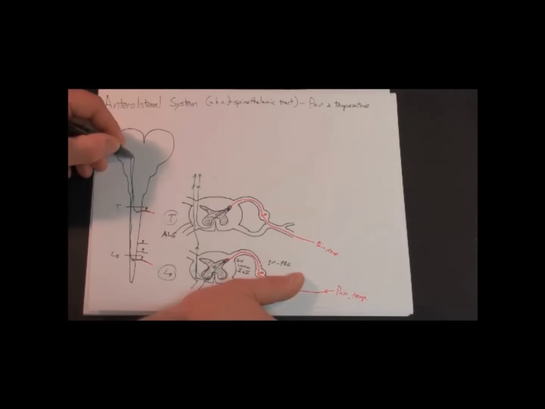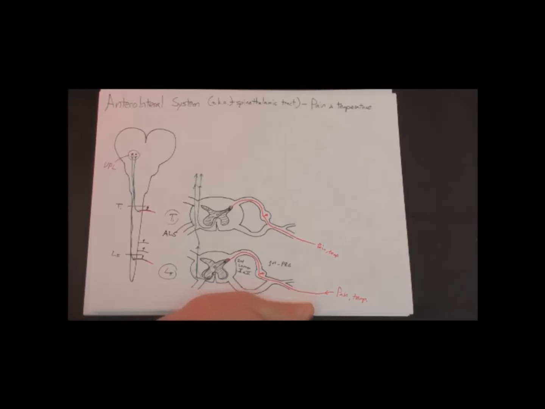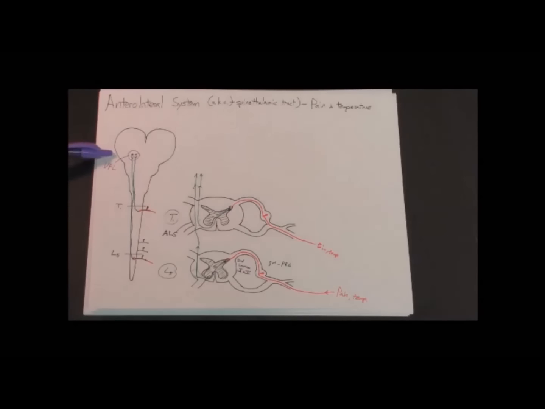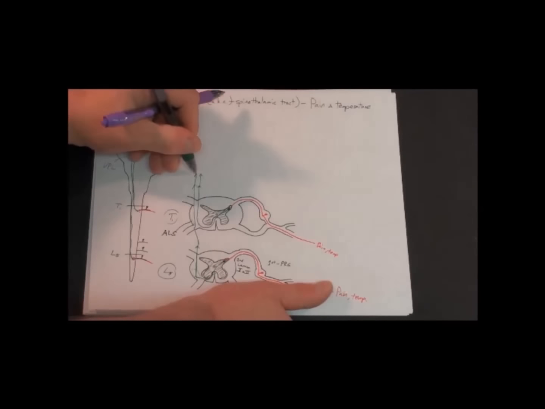And here's the good news. You have seen where these guys are going already. They are going to the VPL nucleus of the thalamus. So all somatosensory information, whether it's from the medial lemniscal system or the anterolateral system, winds up at the ventral posterior lateral nucleus of the thalamus one way or the other.